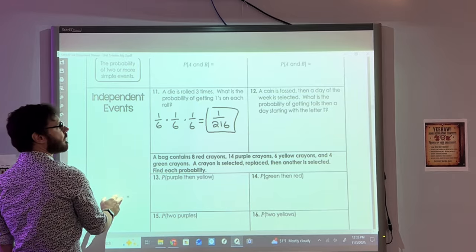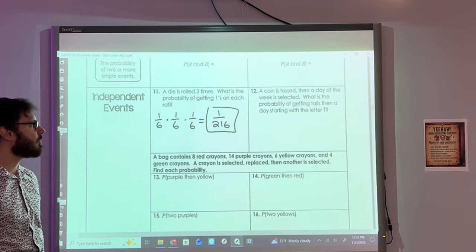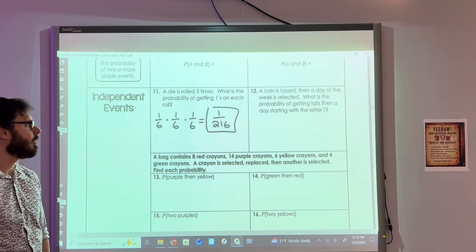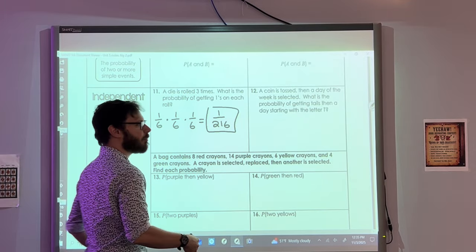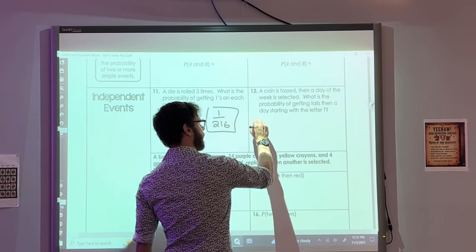A coin is tossed and then a day of the week is selected. What's the probability of getting tails and then getting a day that starts with T? Okay, so if I flip a coin and I get tails, the chances are 1 out of 2.